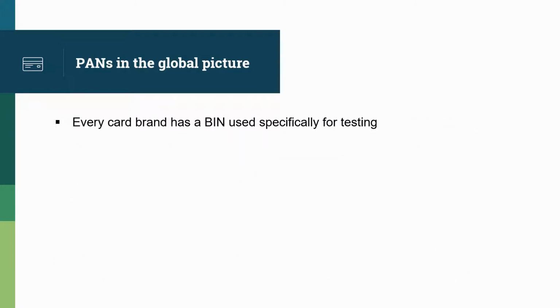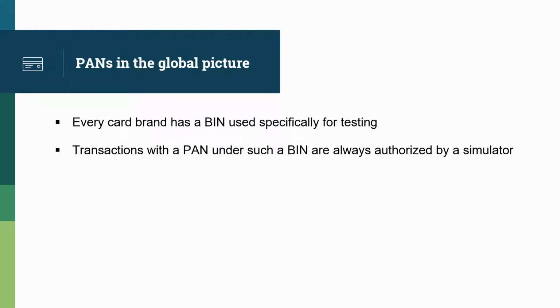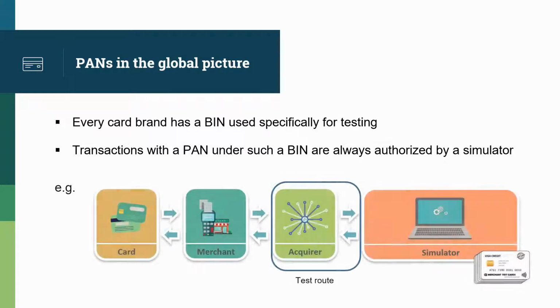Every card brand has a BIN that they use specifically for testing. That means that it does not belong to an issuer, but is reserved by the brand for testing purposes. Transactions with a PAN under such a BIN are always authorized by a simulator. This is an example where an acquirer is conducting some testing, and the payment network has been replaced by a simulator. This kind of scenario can happen anywhere on the payment chain. In general, the test BINs are registered on the simulators so that they can authorize and approve test transactions.